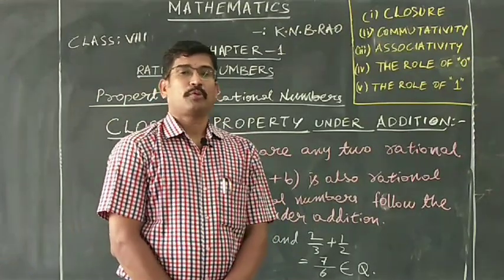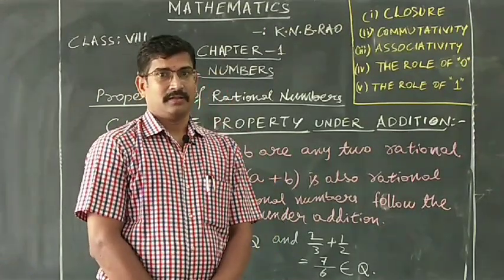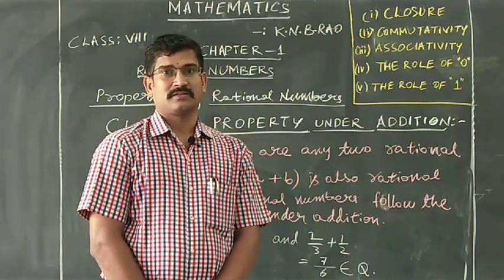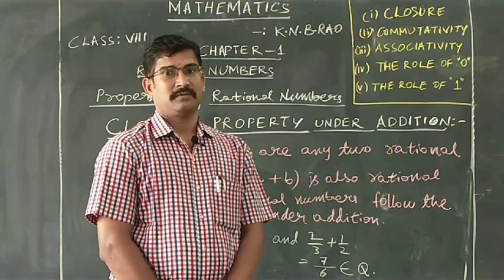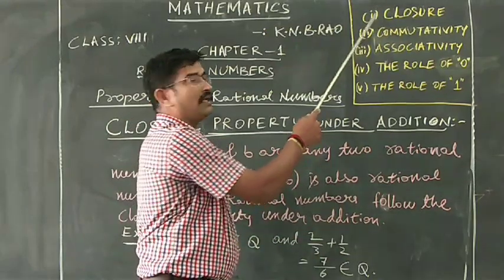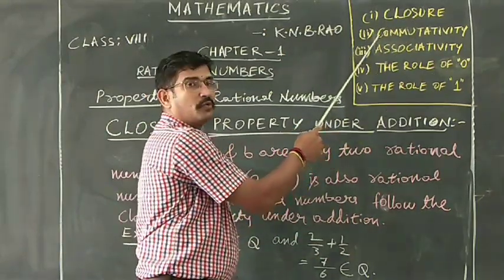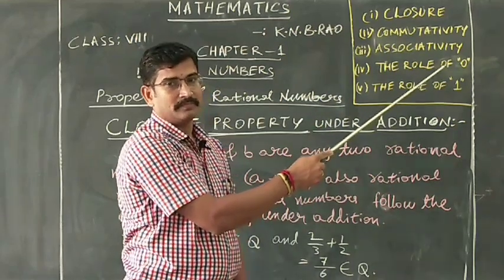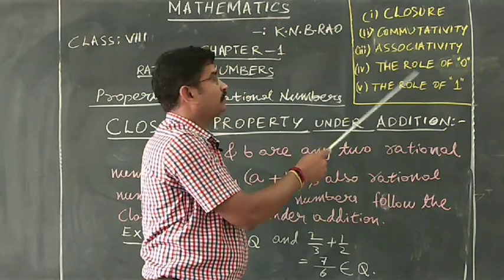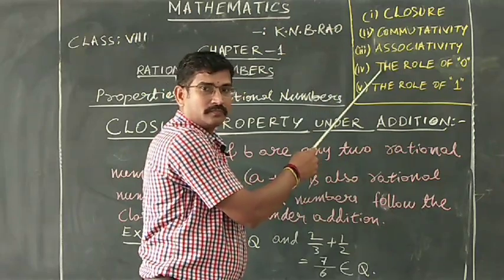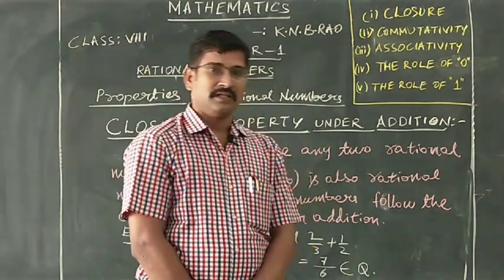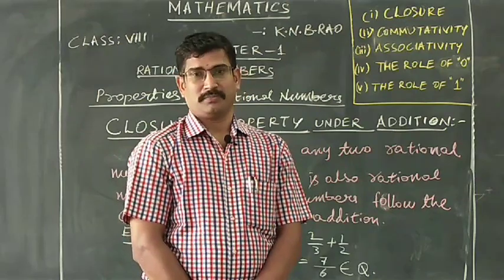Students, now we will see properties of rational numbers. Children, you have learnt in your 7th standard properties of integers and properties of fractions. Mainly the properties that you have learnt are closure property, commutativity or commutative property, associativity or associative property, next the role of 0 and the role of 1. These properties once again we will learn, but for rational numbers.